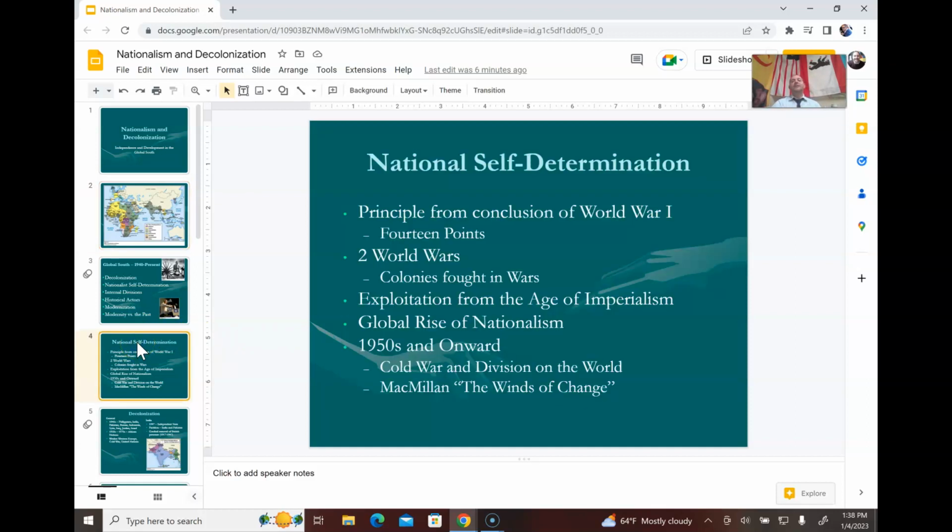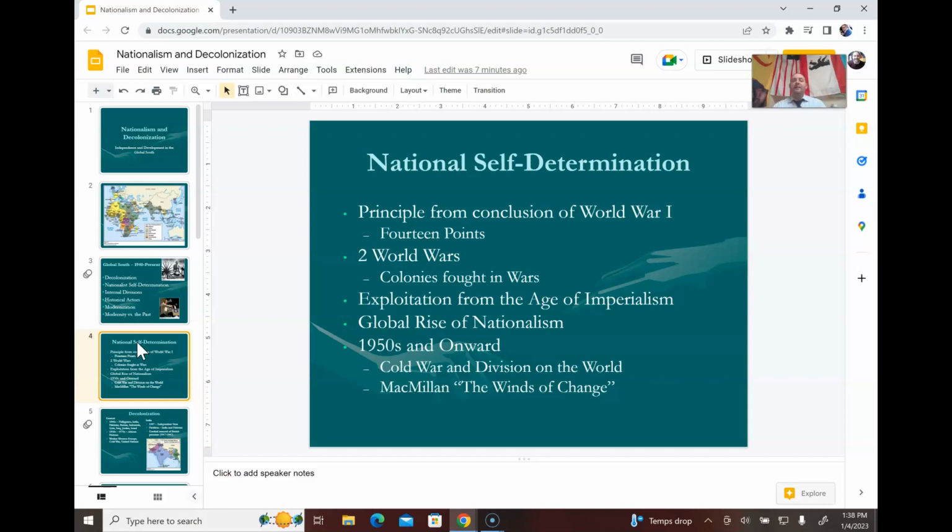So what leads to this call for nationalism and independence, decolonization in the 20th century? Well, it stems from the idea of national self-determination. In the period after World War I, one of the principles that comes out of the 14 points issued by Woodrow Wilson in January of 1918 is this idea of national self-determination. But it had been articulated by others prior to that, so I don't want to give Wilson all the credit.